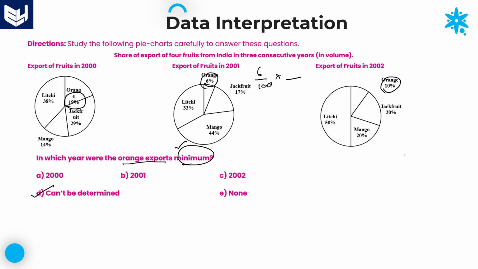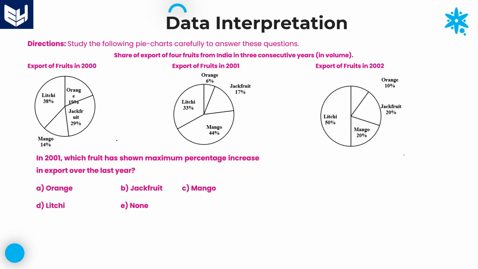Guys, in this pie chart, the majority of the answers are cannot be determined. I created it only to explain how to solve the problems related to cannot be determined. Okay, next. Here we are talking about 2001.